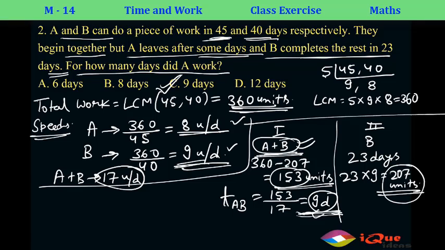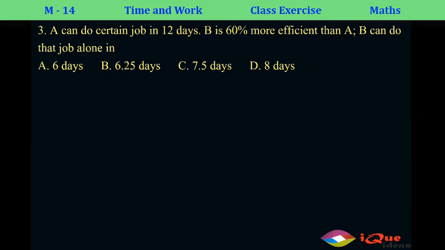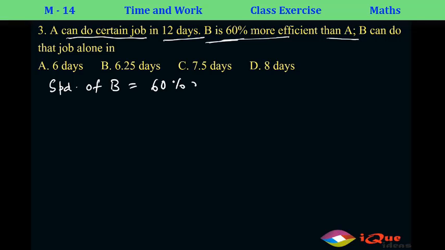So this was a good question. Now let's go to the next one. This question says A can do a certain job in 12 days. B is 60% more efficient than A. That means speed of B is 60% more than that of A. When I say 60% more efficient, it means speed of B is equal to 60% more than speed of A.